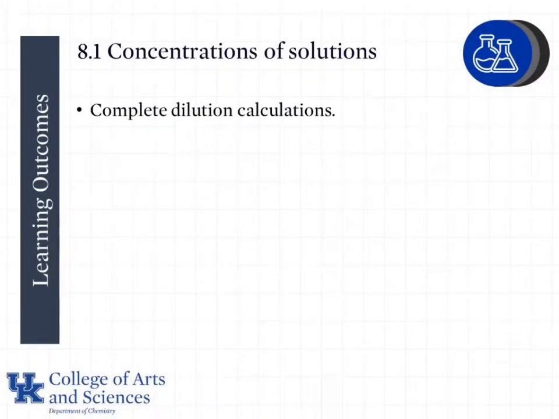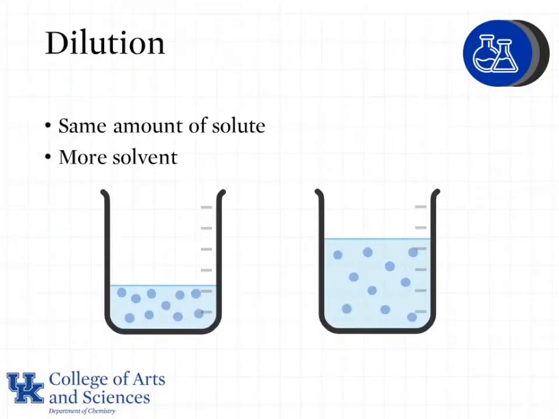In this lesson, we're going to look at how to complete dilution calculations. Dilution occurs when we have the same amount of solute, but additional solvent is added. As a result, we see a decrease in the concentration of a solution. When comparing these two beakers, we see that we have the same number of solute particles in both beakers, but the amount of solvent is different.